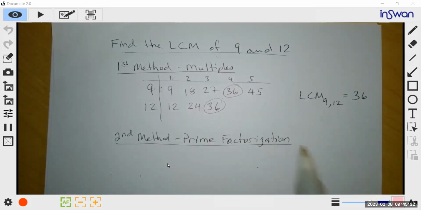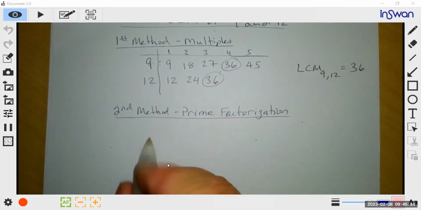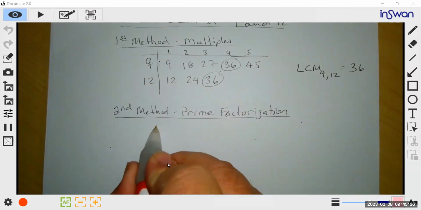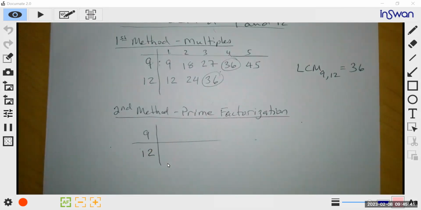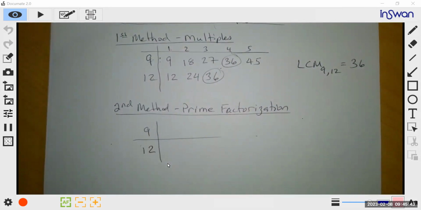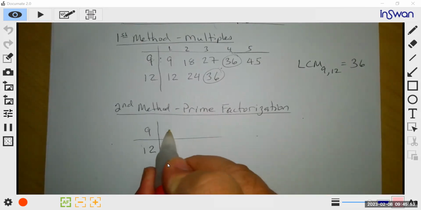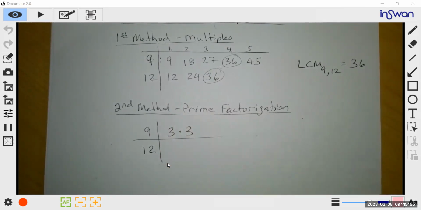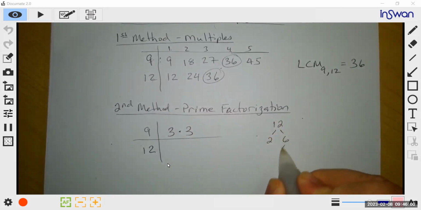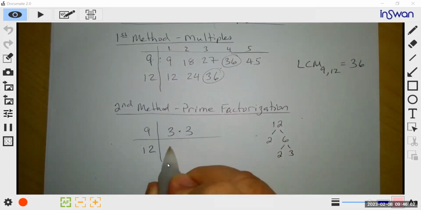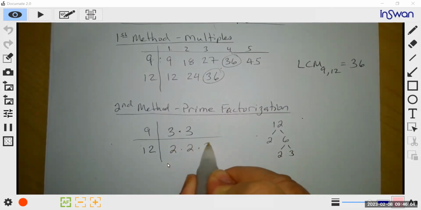The second method, prime factorization. Prime factorization of 9 and 12. 9 is made up of what? Three times 3. 12 is made up of 2 times 6, 2 times 3. So it's 2 times 2 times 3.